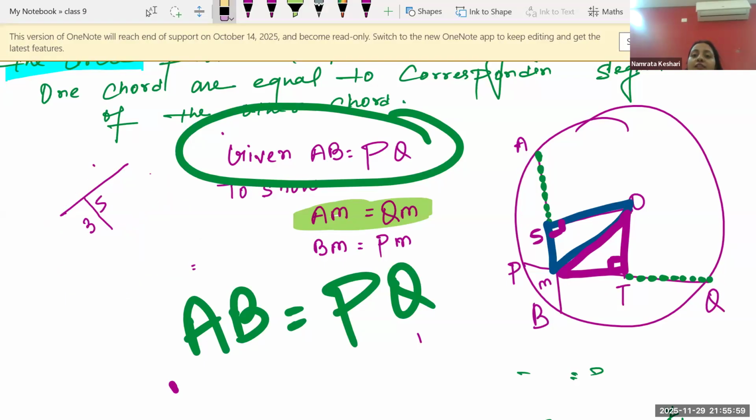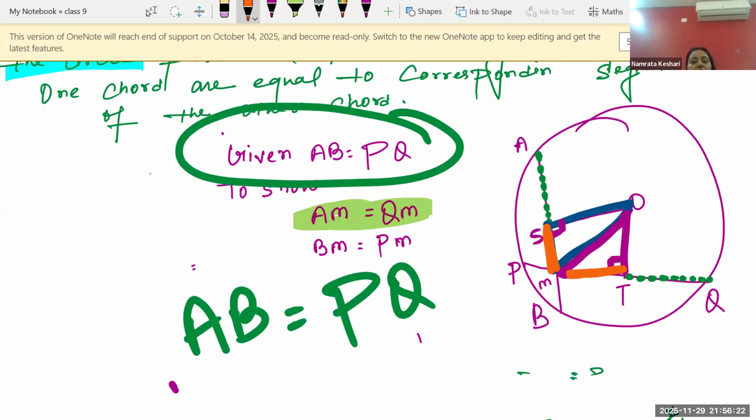So this OS and OT will be the same, and very easily you will be able to prove that this purple color triangle and this blue color triangle are congruent. The moment you prove these two are congruent, you will be able to say this orange color part and this orange color part are the same by CPCT. And we are done with the proof.